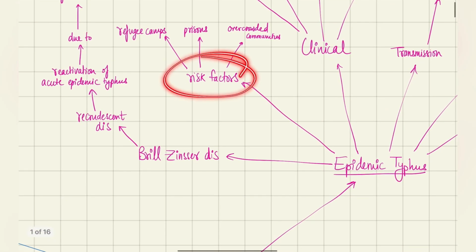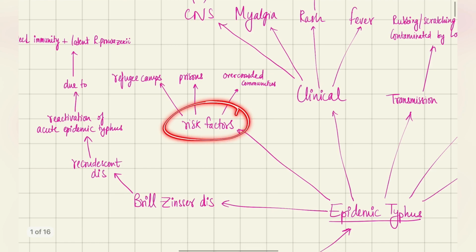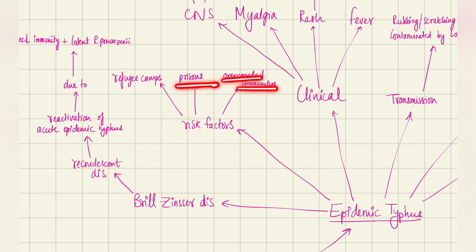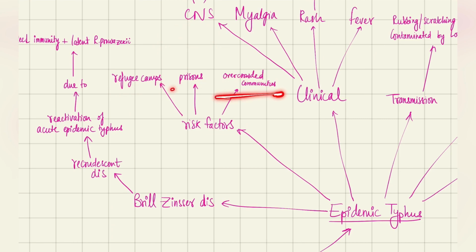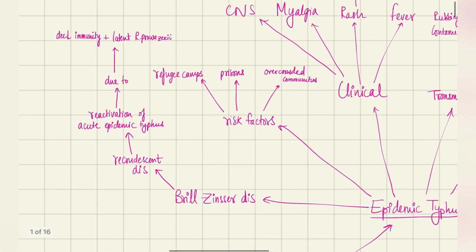Coming to the risk factors which predispose us to infection by Rickettsia, we have overcrowded communities, prisons or refugee camps. These are all closed spaces, and so Rickettsia can spread easily. So: overcrowded communities, prisons and refugee camps.